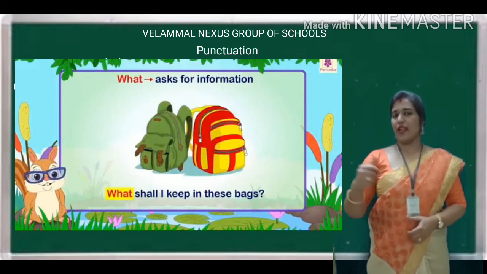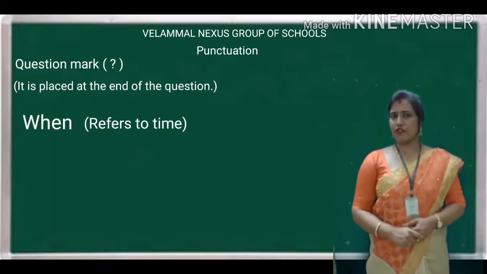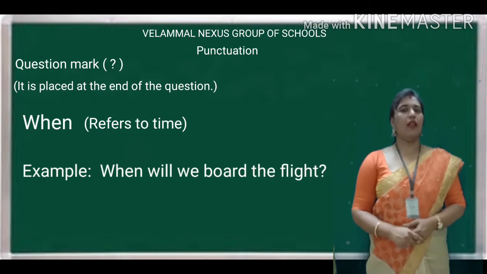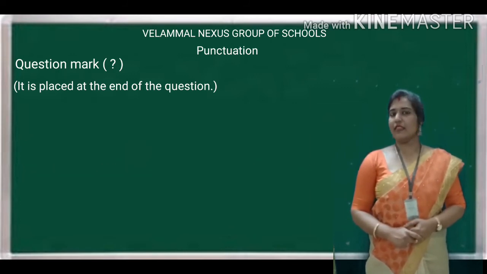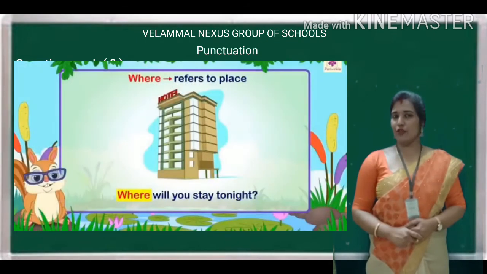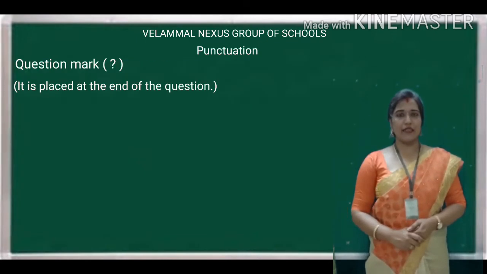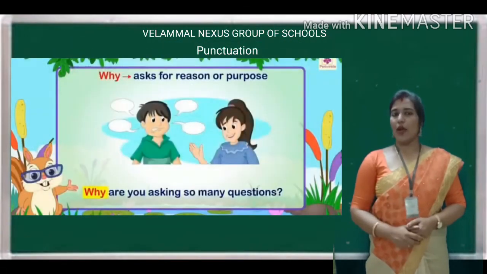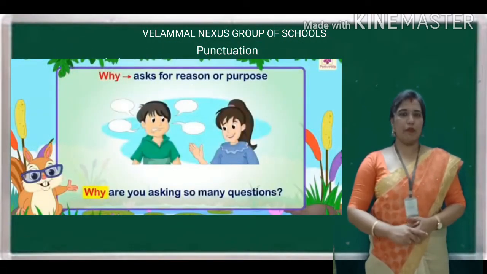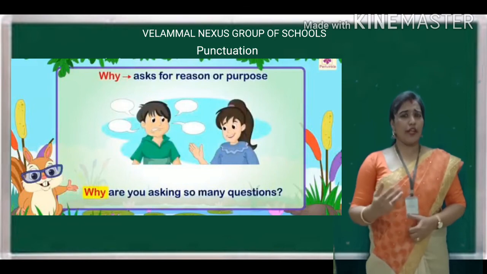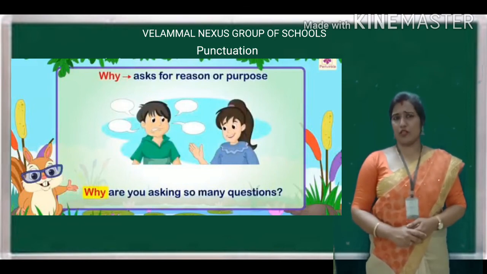Okay, children. Next, when. When refers to time. For example, when will we board the flight? Third, where. Where refers to place. For example, where will you stay tonight? Then why. Why asks for reason or purpose. For example, why are you asking so many questions?